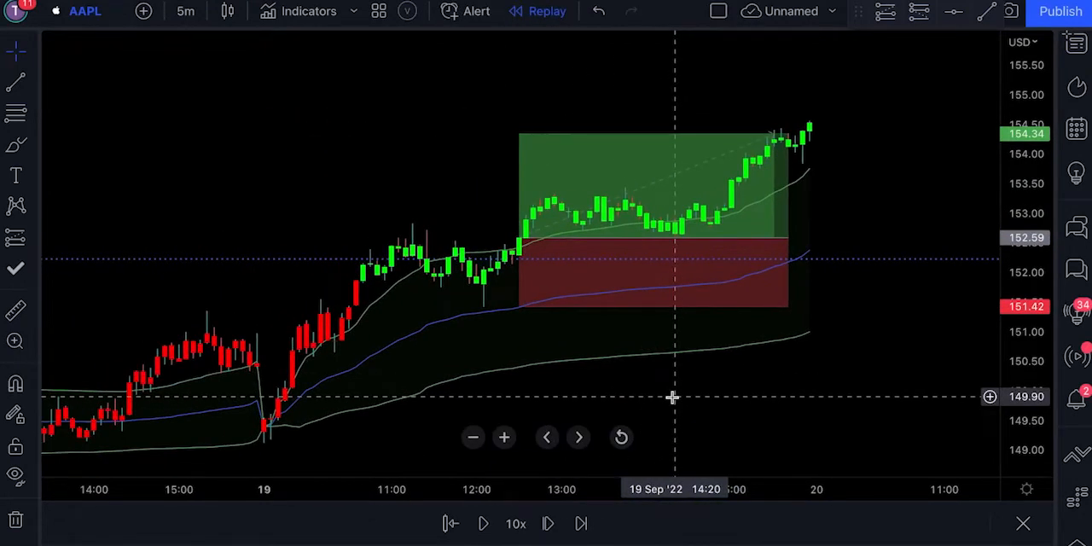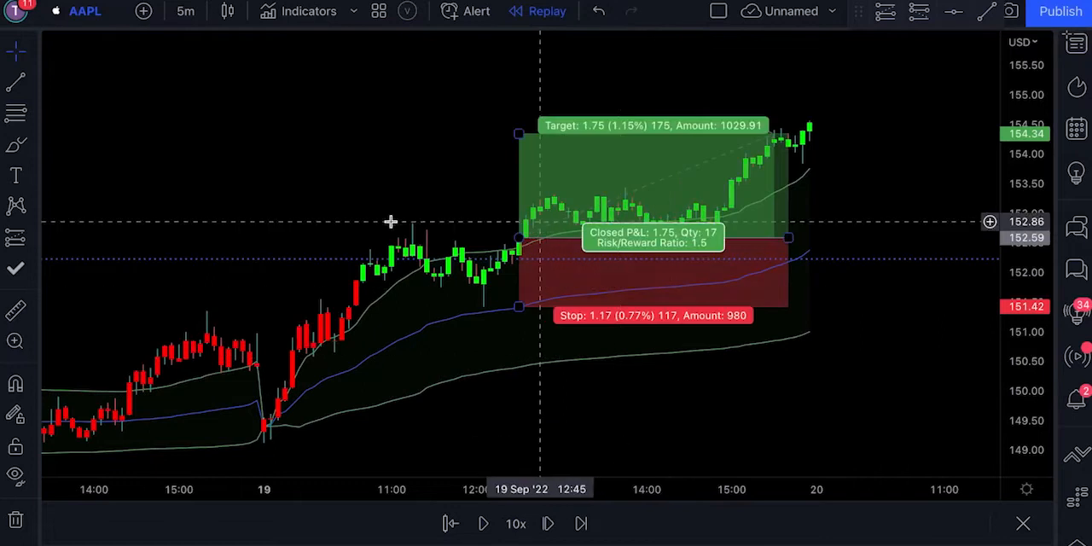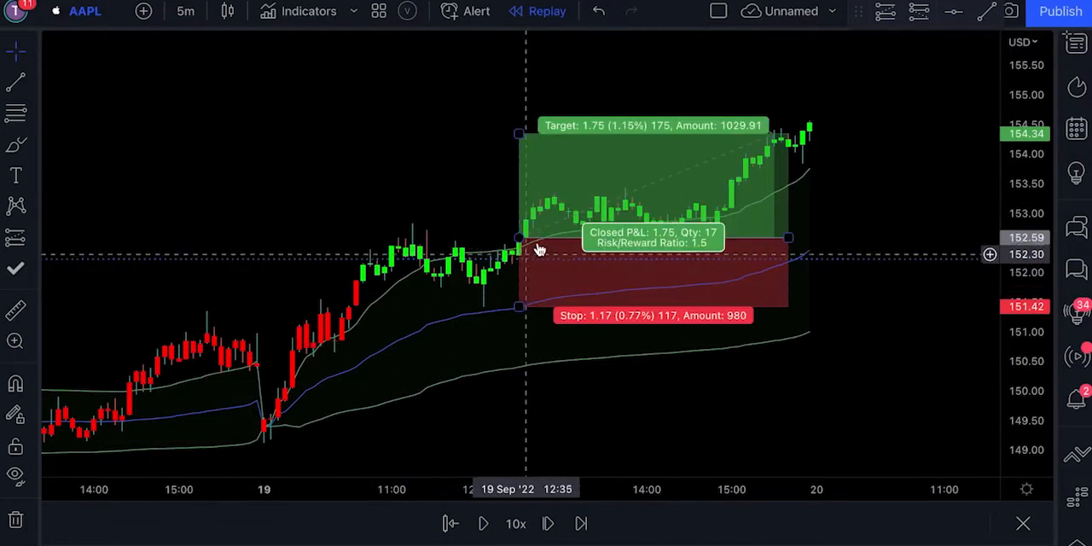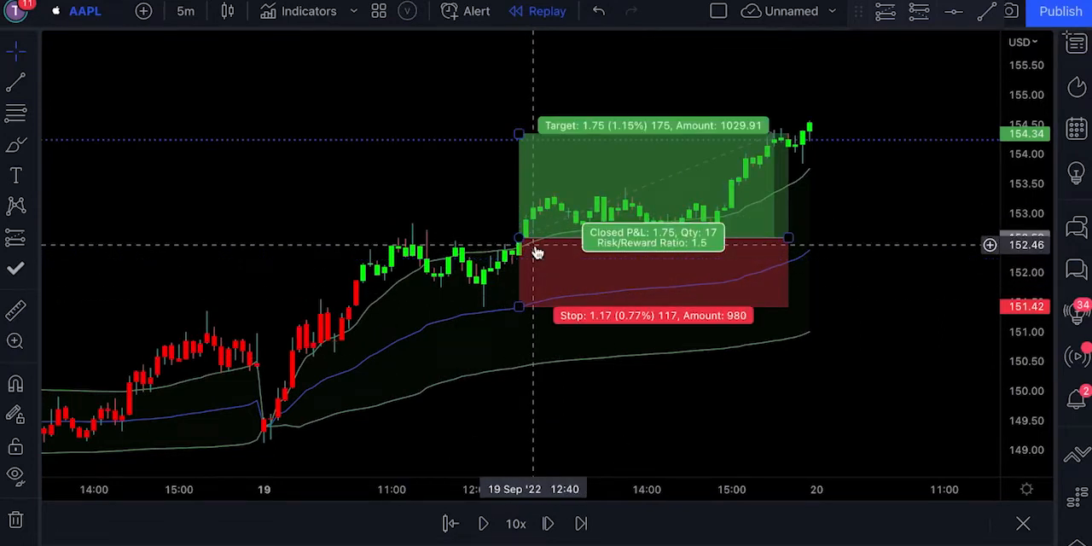So the logic behind the strategy is this. We're first waiting for the squeeze and then entering the market at the breakout. This way we give ourselves a really good chance of having a successful entry.